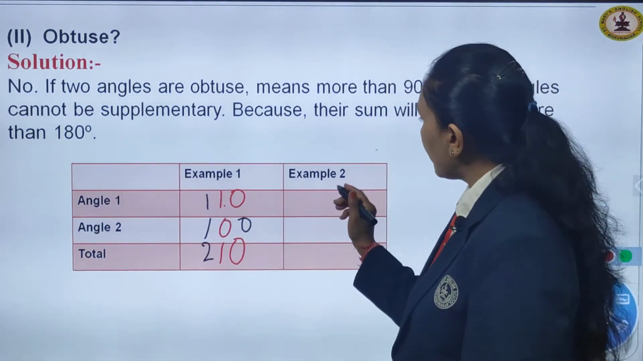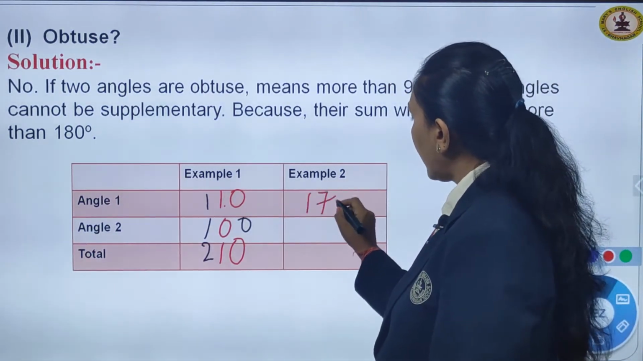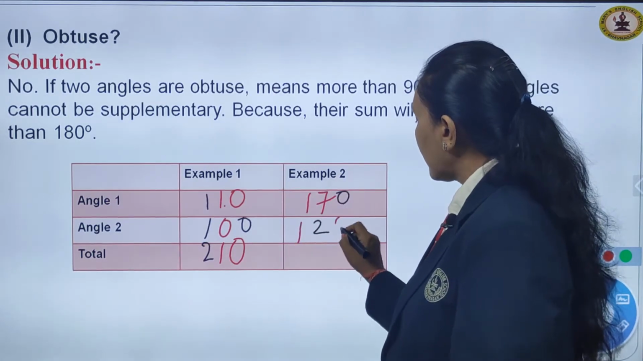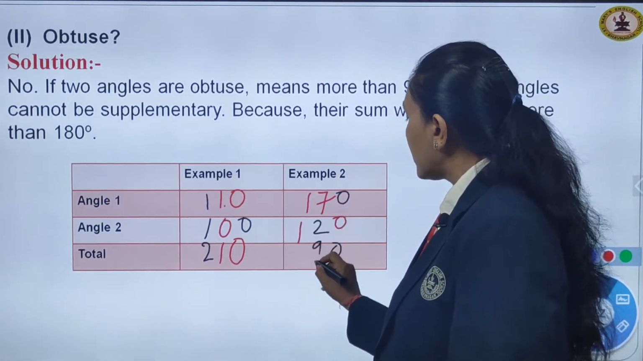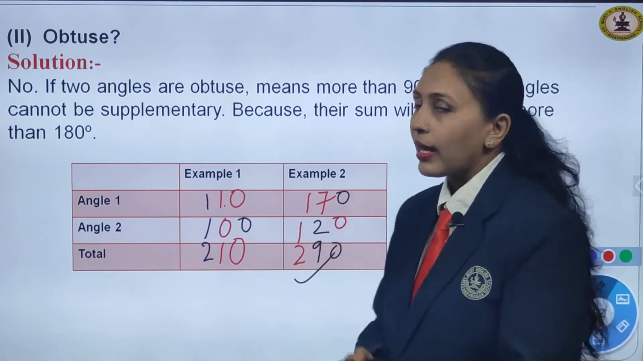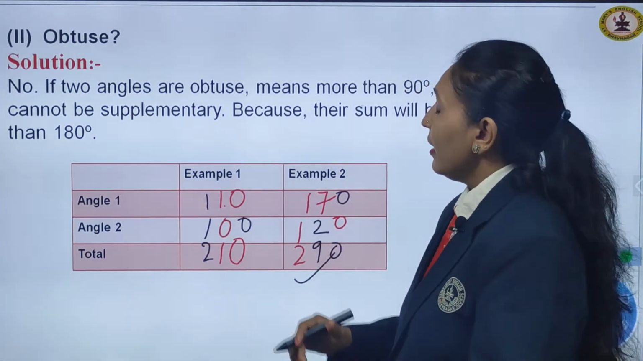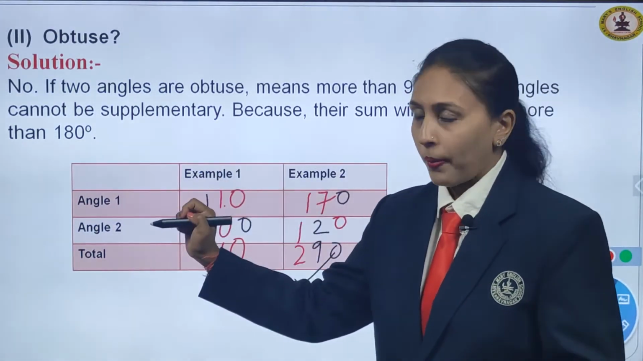I will take another example, children. If I take 170 and 120, what will it become? You will get 290. This is also more than 180. That means our answer will be no. Why?